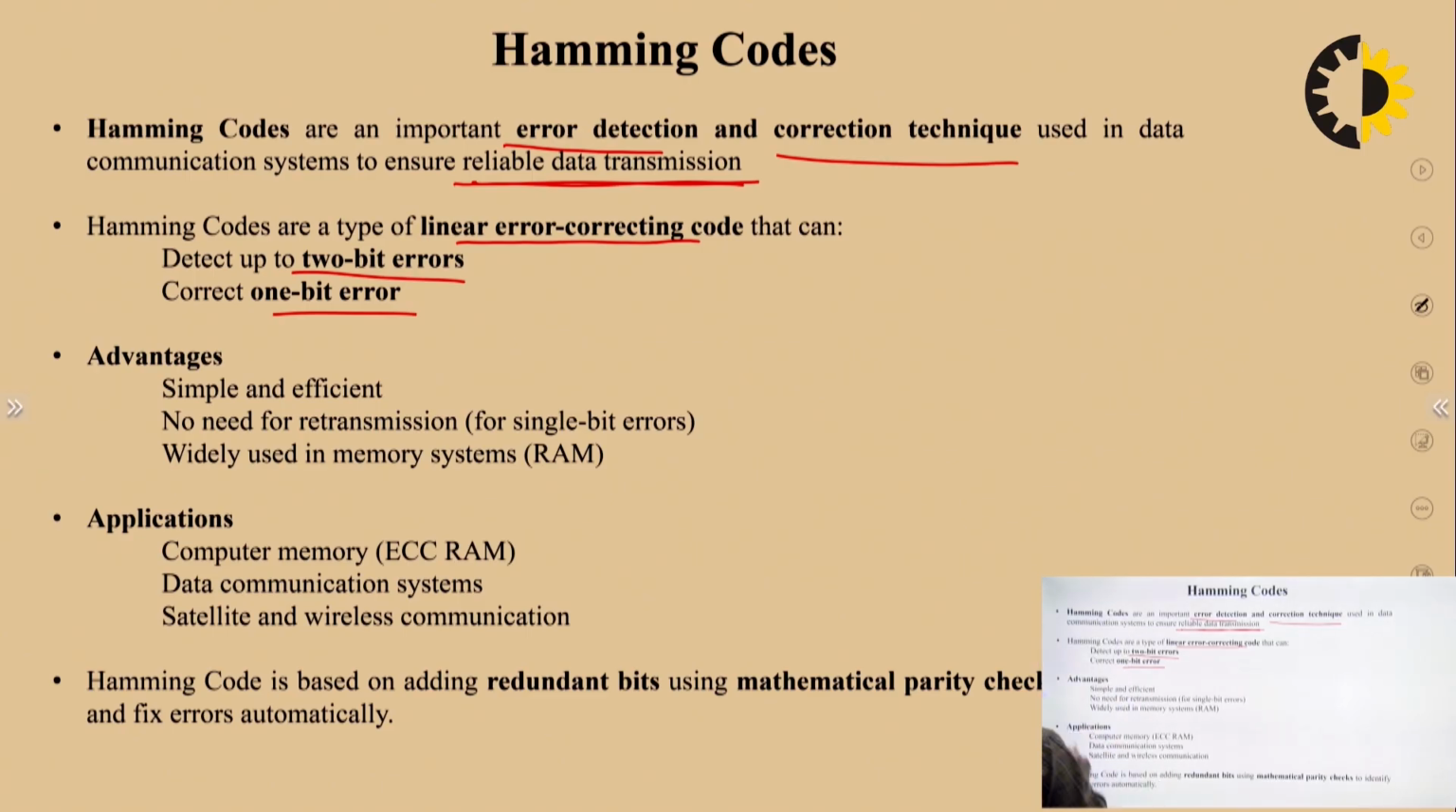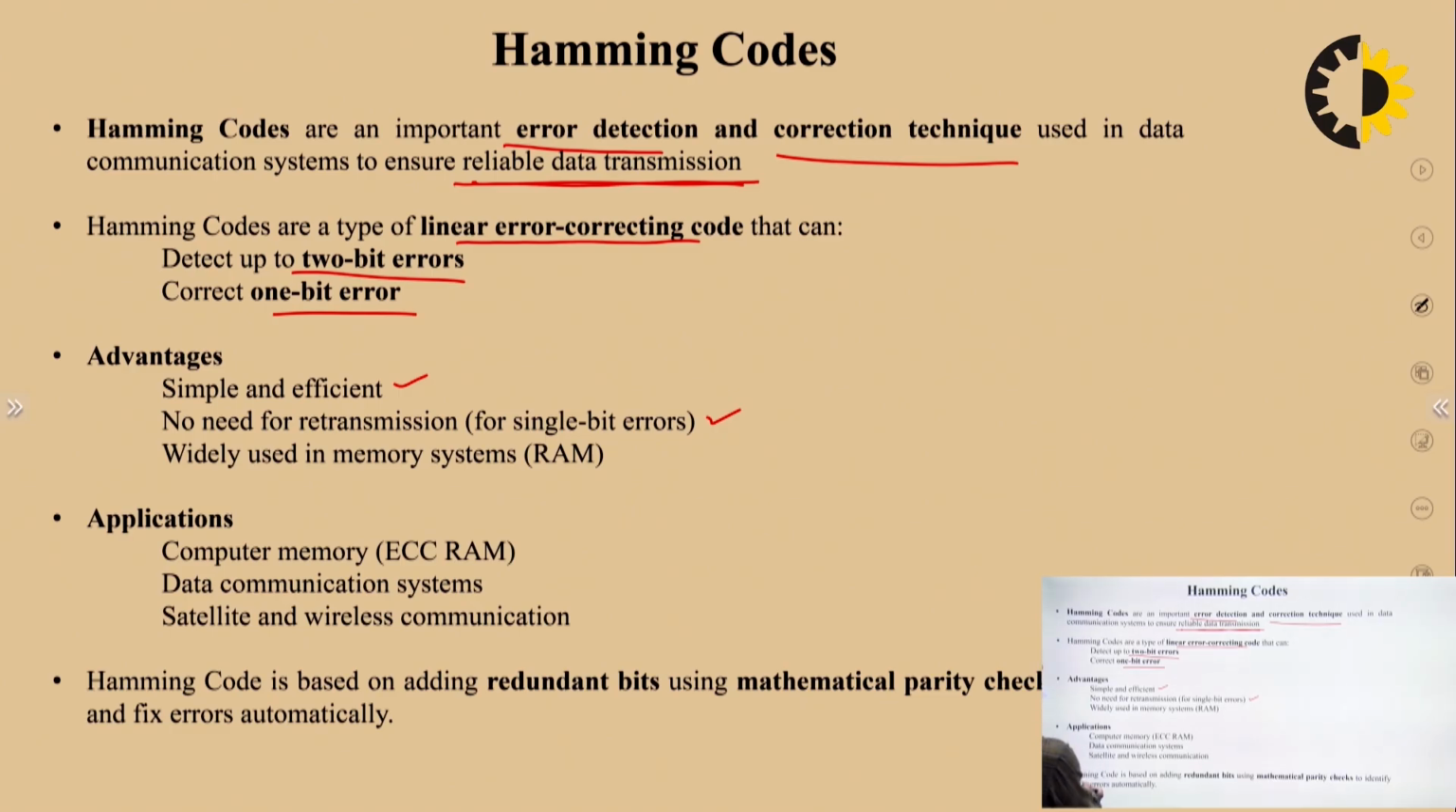As for the advantages, first of all, it is simple and efficient. Next, there is no need for retransmission for a single bit error. That means a single bit error can be easily detected and corrected, so the receiver will get the exact information. There is no need to retransmit the original message if the error happens at the single bit level. It is widely used in memory systems, RAM. The applications are computer memory, data communication systems, and satellite and wireless systems.